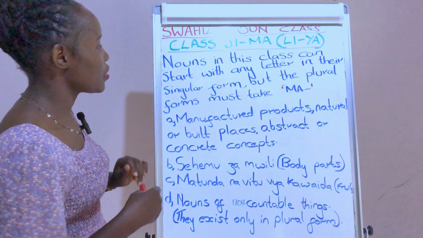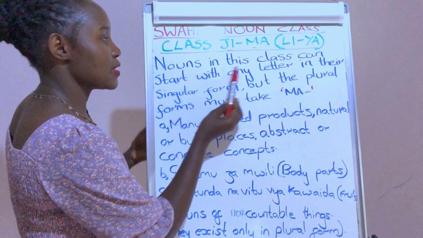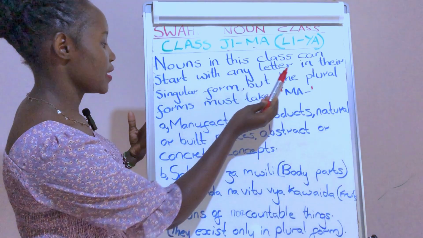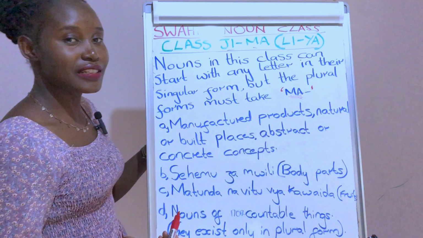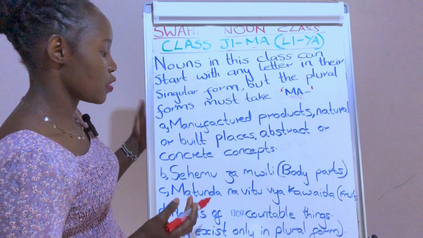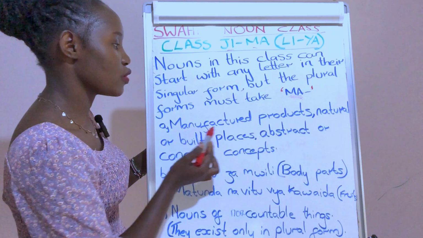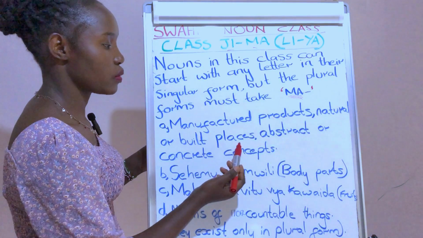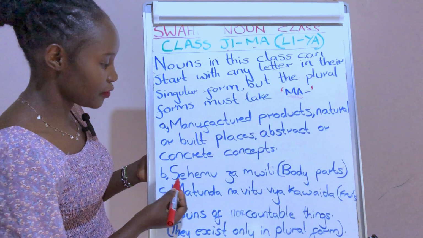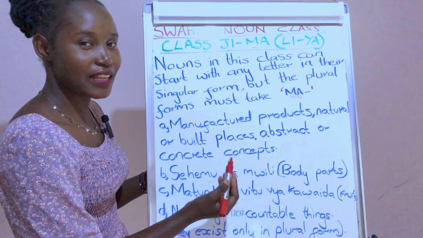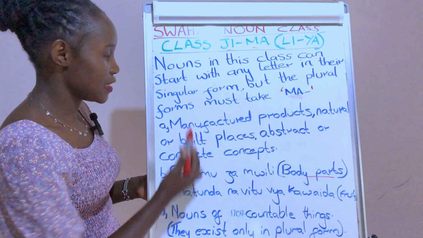As you can see here on the board, we have class Jima. Nouns in this class can start with any letter in their singular form, but the plural forms must take ma. Let's have a look at some of the nouns found in this category. Group A has manufactured products, natural or built places, abstract or concrete concepts. In group B, we have sehemu za mwili, which in English are body parts.